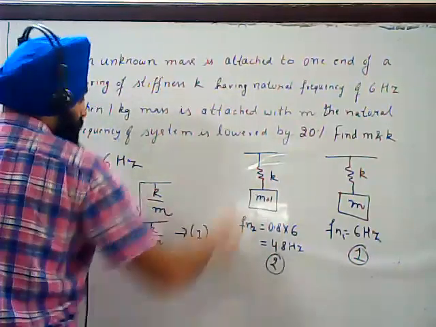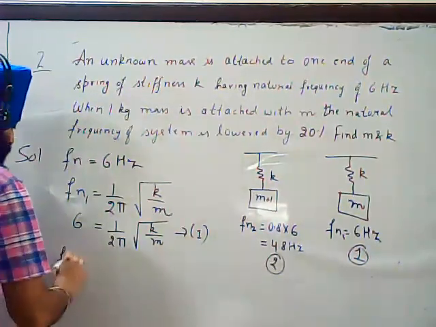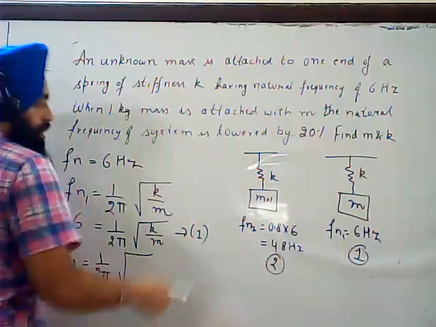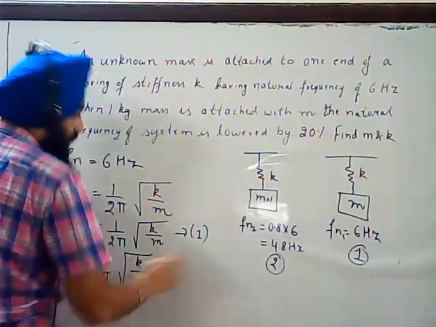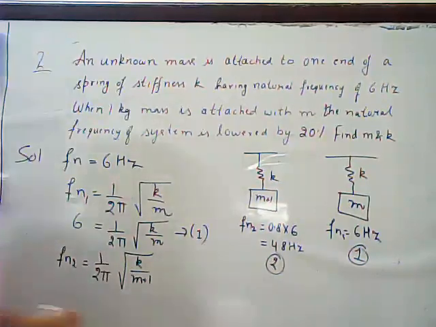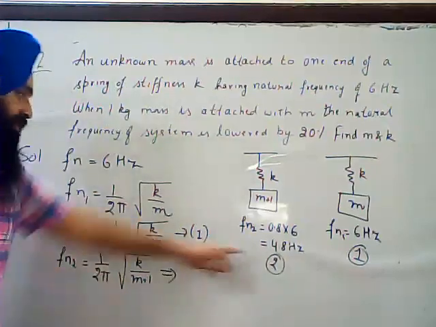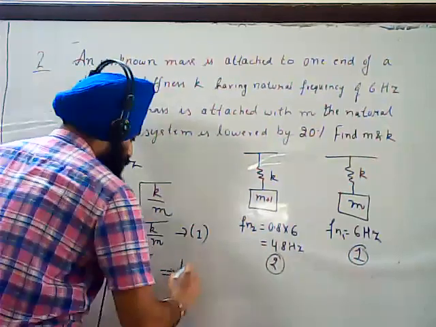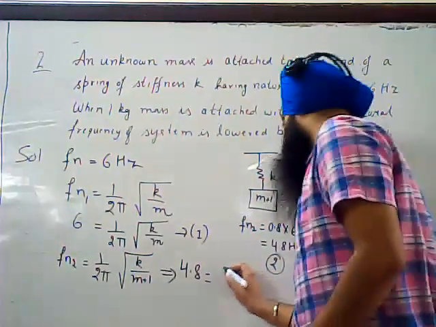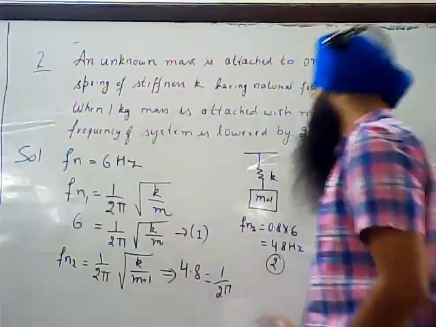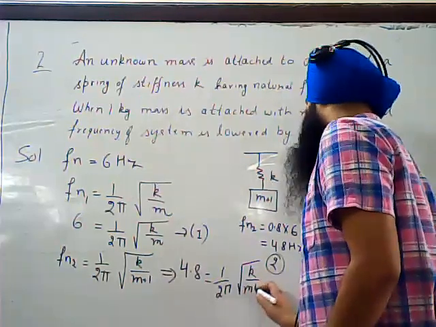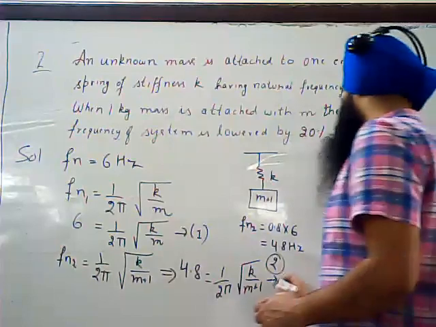Similarly, for the second system, the natural frequency will be Fn2. So Fn2 will be equal to 1 by 2 pi into under root of, now the stiffness is k and the mass is m plus 1. The natural frequency of this system is 4.8. So 4.8 is equal to 1 by 2 pi into under root of k upon m plus 1. Let it be equation number 2.